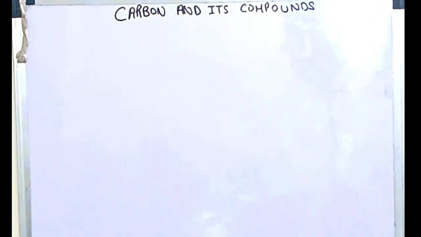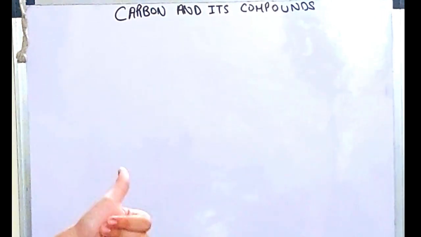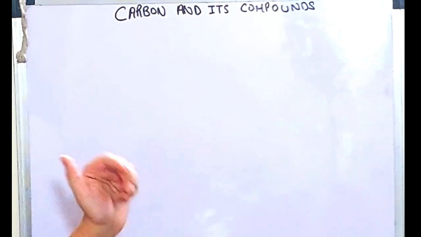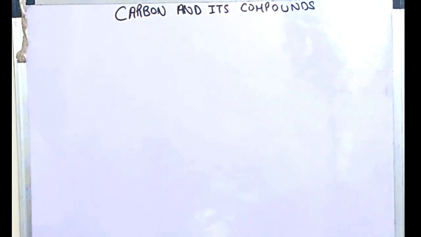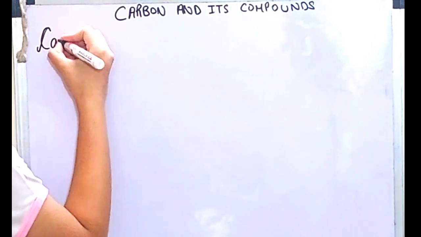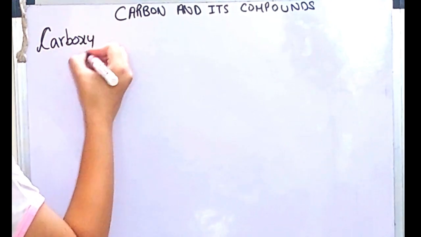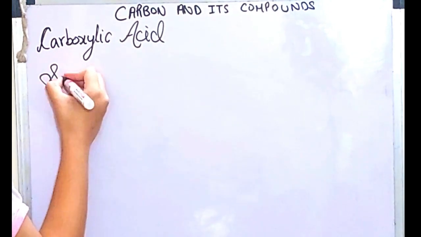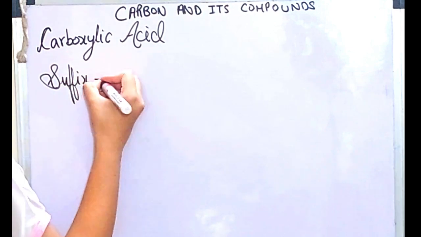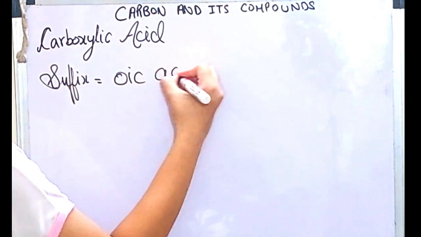Today, I am going to talk about the last functional group. In the previous two videos, we talked about halogens, alcohols, ketone, and aldehyde, and I tried to expose you to all the questions which you can see in your examinations. The last functional group is carboxylic acid. Its suffix is oic acid.